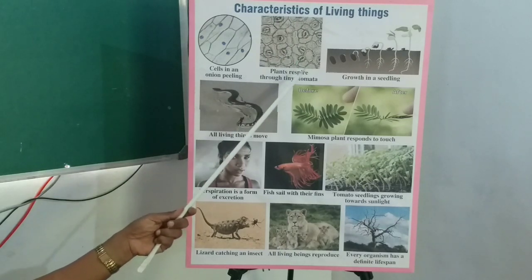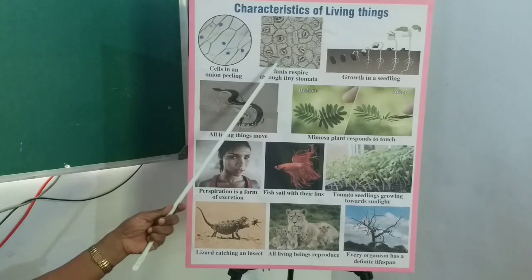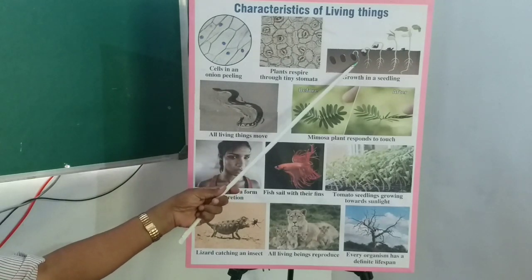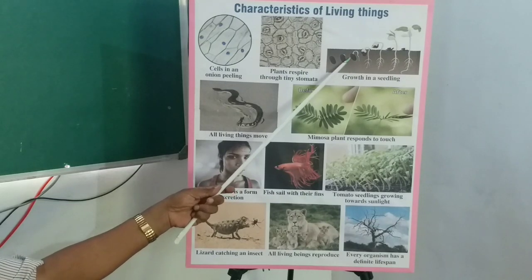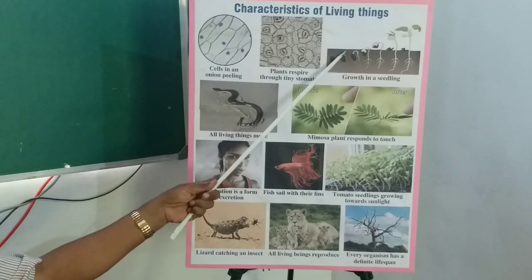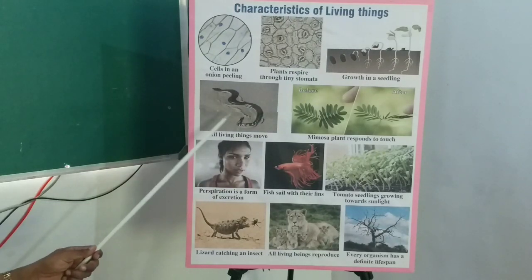So, plants, they breathe through stomata. These stomata are innumerable in number. Under a leaf, there will be plenty of stomata. Then all plants and animals, they grow. Plants grow from a seedling. In the case of animals, it starts from egg, the embryo. The embryo, once it's hatched, it will start growing up. Or in the case of mammals, young ones are given birth to by the mother, and the young ones, the babies, grow.